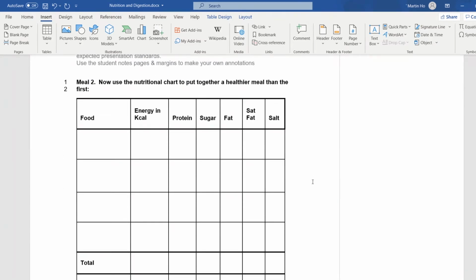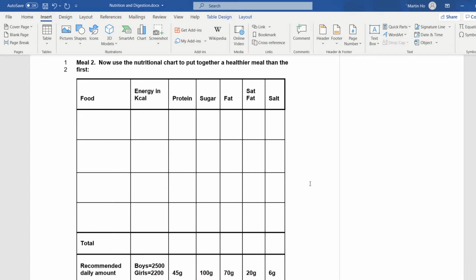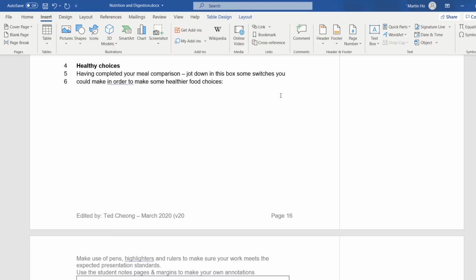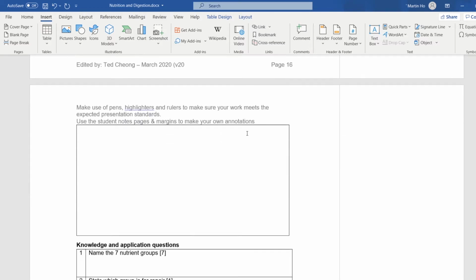But moving on, the last activity of this lesson is one in which you are to work on your own. Use this nutritional chart to put together a healthier meal than the first. Think of foods that you might like to eat that you would be interested in looking up their nutritional details. Things like fruits, veg, and other products that you may want to almost shape your diet around. So please do this as extra work at home. Having completed your meal comparison above, you should make down some notes in which you can make switches in order to make healthier food choices in the future.